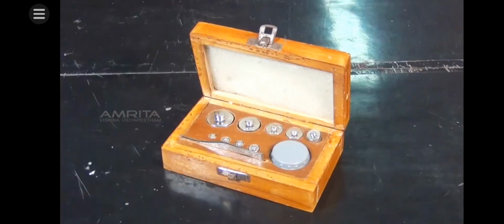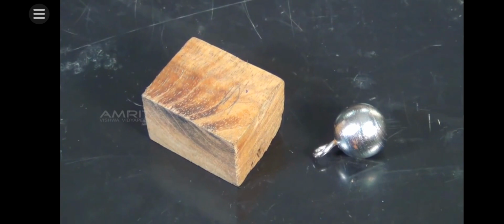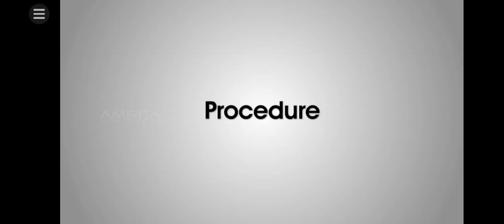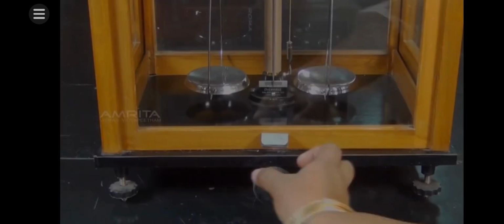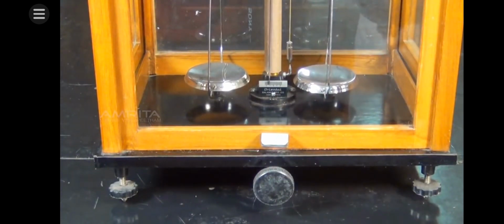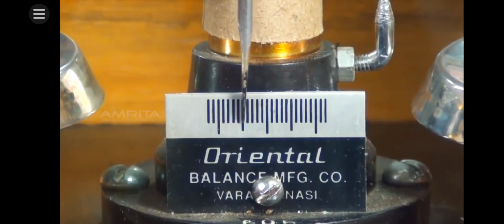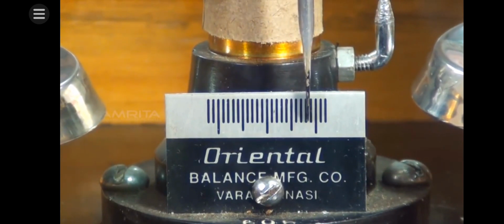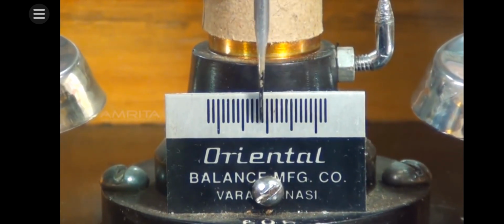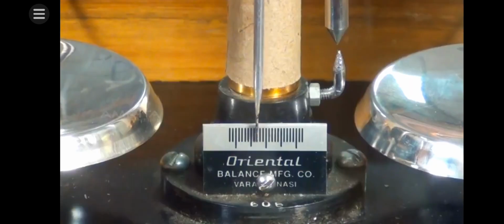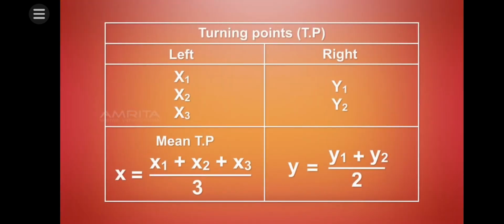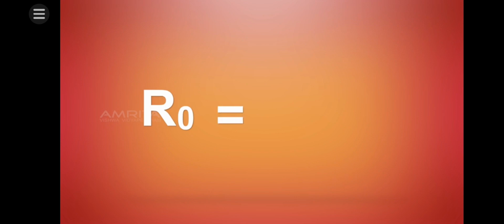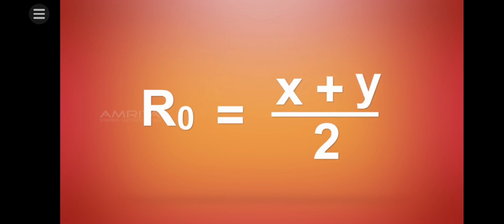Materials required: a beam balance, box of weights, a rectangular wooden block or pendulum bob. Procedure: to find the sensibility of the beam balance. The balance is released and the pointer is allowed to oscillate freely. Three consecutive readings, 3 to left and 2 to right, on the scale against which the pointer oscillates back and forth are taken. These readings are called turning points. The average turning points on the left and right are separately calculated. The mean of those averages gives the zero resting point R0.